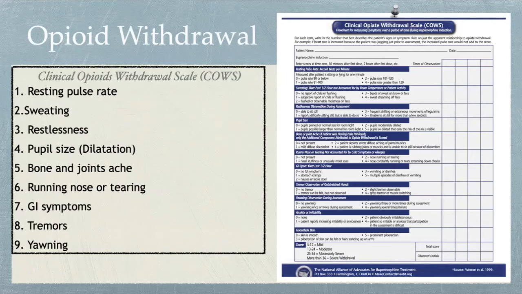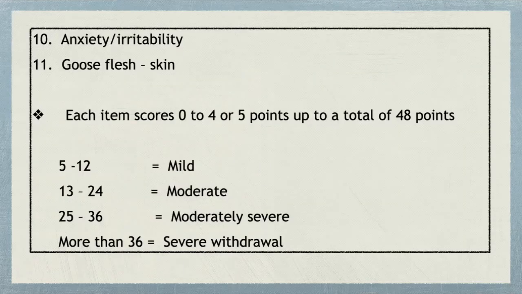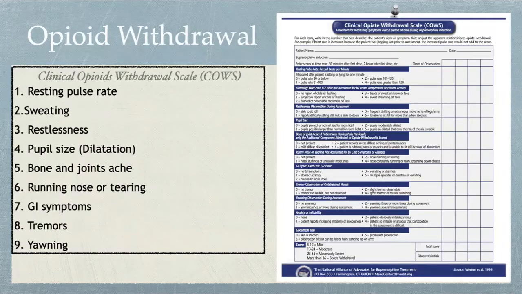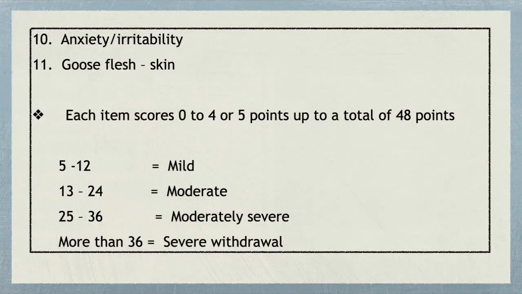On the other hand, opioid withdrawal symptoms include resting pulse rate, sweating, restlessness, pupil dilation, bone and joint aches, runny nose, tearing, GI symptoms, tremor, yawning, anxiety or irritability, and goose flesh skin. We can use a scale, which I just mentioned, the Clinical Opioid Withdrawal Scale, which has 11 signs and symptoms.